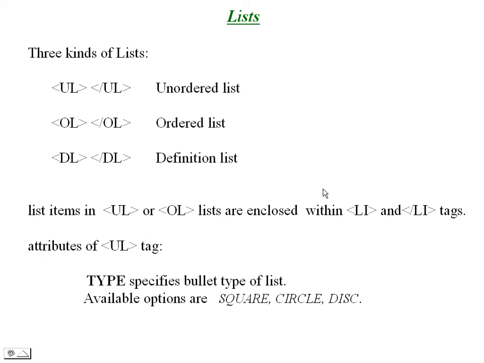Attributes of an unordered list tag are type. Type specifies the bullet type of the list. The available options are square, circle, disk. Disk is the default.